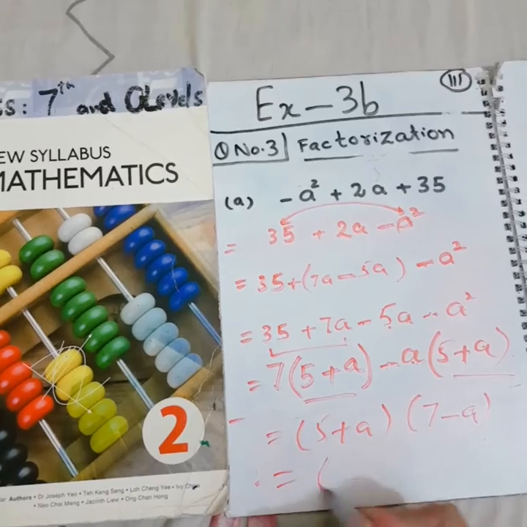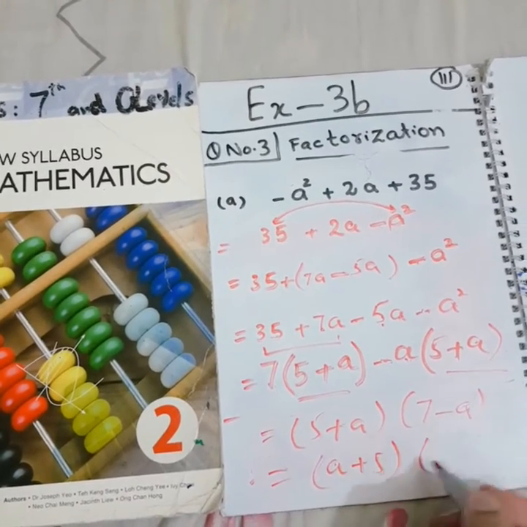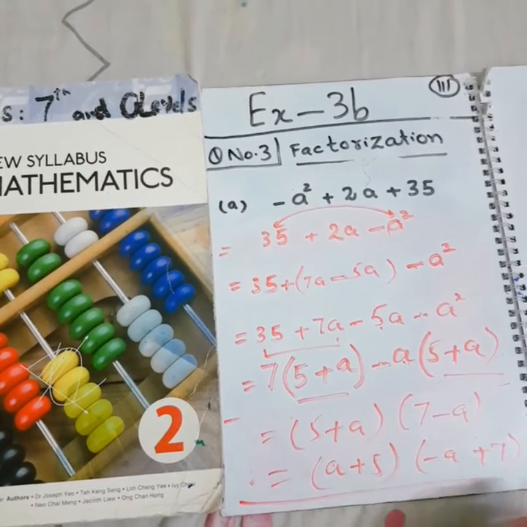Now you can rearrange them. A positive a can be written in the start, positive 5 can be written after that; negative a can be written in the start, positive 7 can be written after that. Your book answer is like this one.